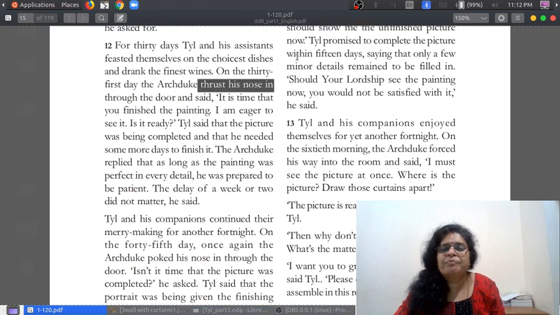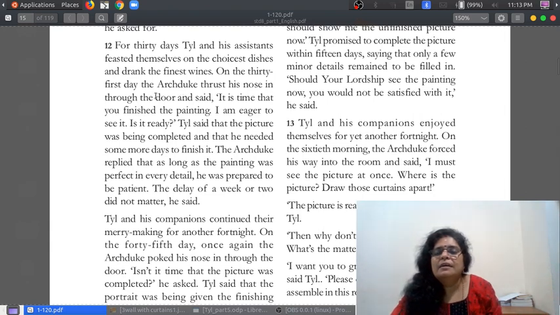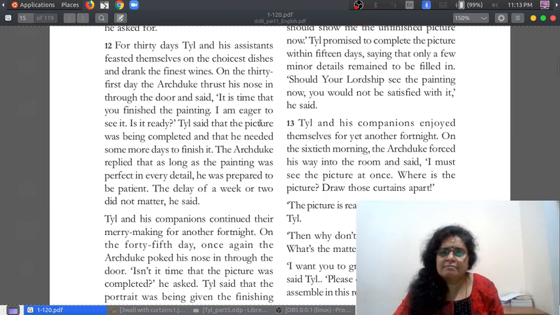Okay, so now, what is the meaning here? Thrust his nose into. It is just the Archduke entered the room forcefully. Okay. And said, "It is time that you finish the painting." This is the 35th day. One month has elapsed. So, this is the 35th day, and you must have finished the painting. "I'm eager to see it. Is it ready?"